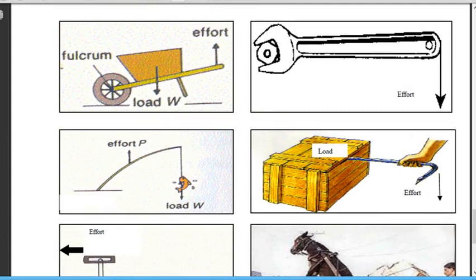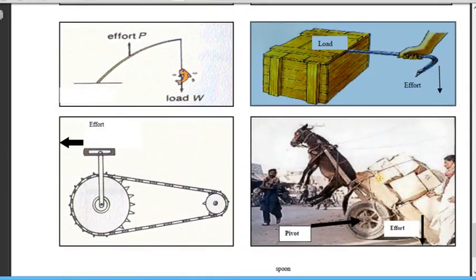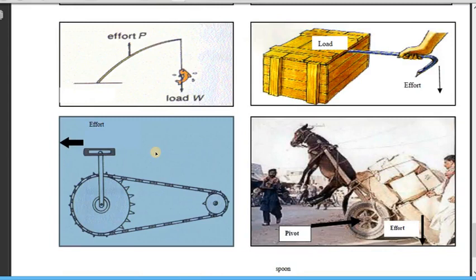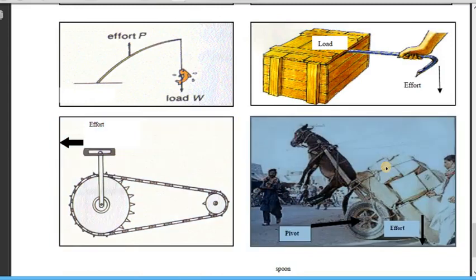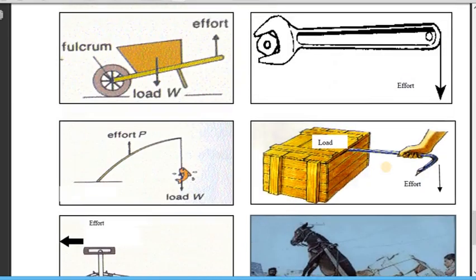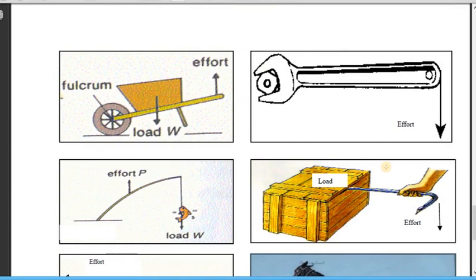Here we have an image where we have a wheelbarrow. This is also a spanner, if you didn't know what a spanner looked like. A fishing rod, someone pulling a box, and then we also have a bicycle gear, and a donkey that's supposed to be pulling a load, but I think the load has ended up being heavier than the donkey, and has ended up lifting the donkey itself. These are common machines. You use a fishing rod when you go fishing, the wheelbarrow when you carry different loads.